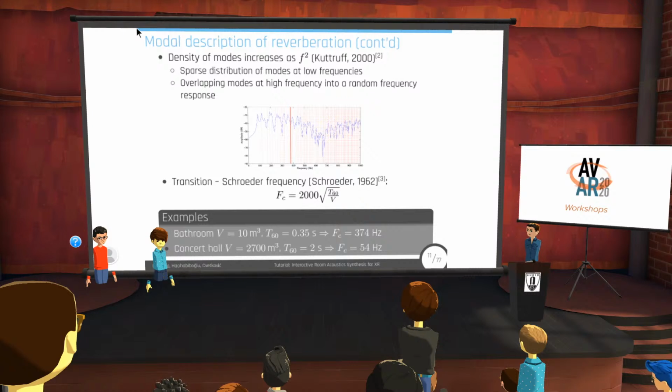The values of the resonant frequencies, these omega m values, strongly depend on the boundary condition and the type of enclosure. And what we do know is that their density increases as frequency squared, meaning that at lower frequency we have fewer omega m's, and at higher frequencies we have a larger distribution of frequencies.